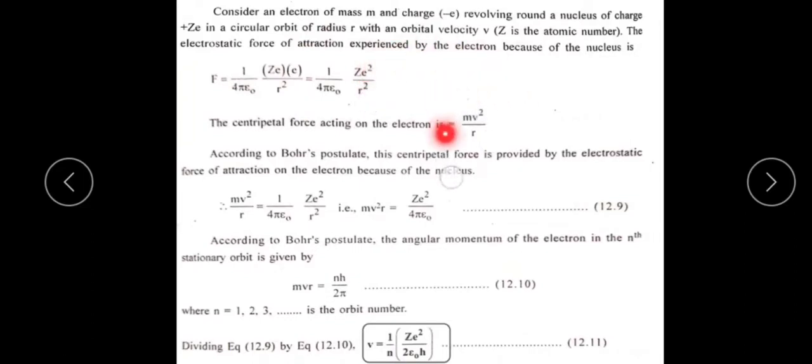Therefore, mv square divided by r is equal to 1 by 4 pi epsilon naught into Ze square divided by r square. Here some terms cancel: one r cancels with one r.